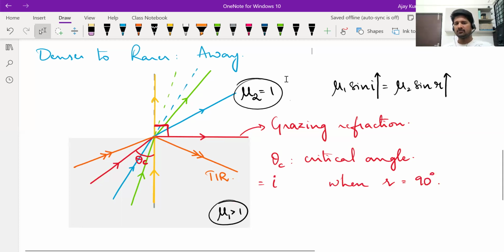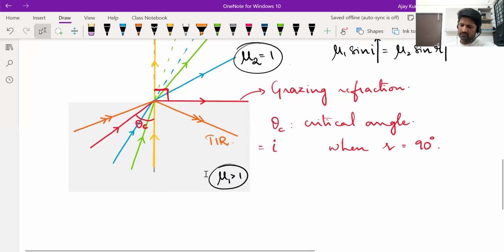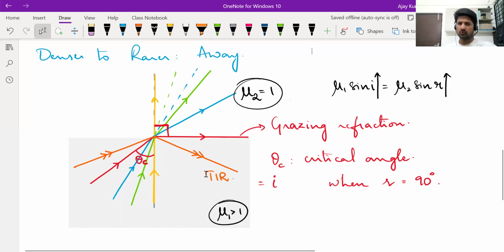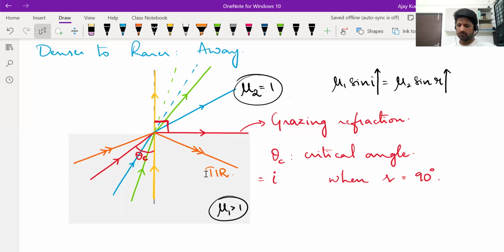Yes, sir. When light is incident from rarer to denser, TIR cannot occur. Okay. Only when it is incident from a denser medium onto a rarer medium, total internal reflection is possible, because in this case, it has a tendency to bend away from the normal. Okay. So denser to rarer means mu1 should be more than mu2. Only then TIR is possible.